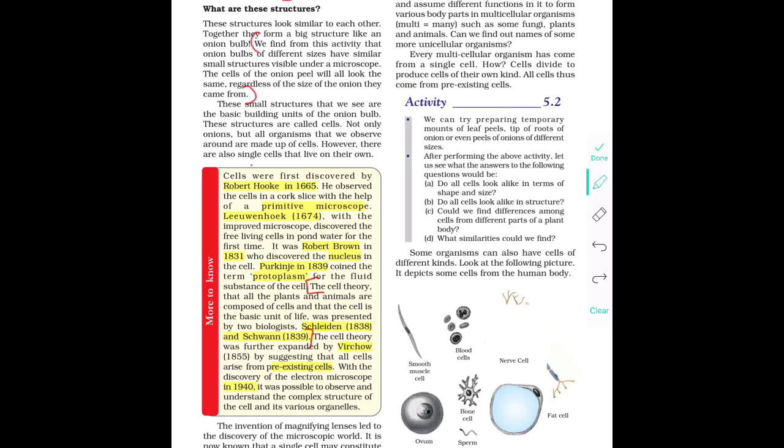The cell theory says that all plants and animals are composed of cells, and that the cell is the basic unit of life.